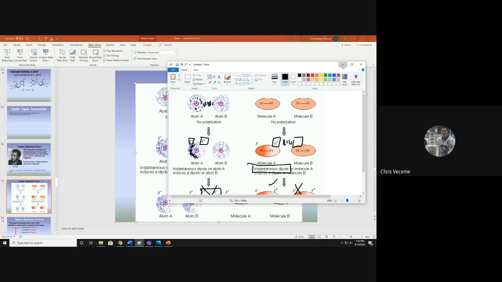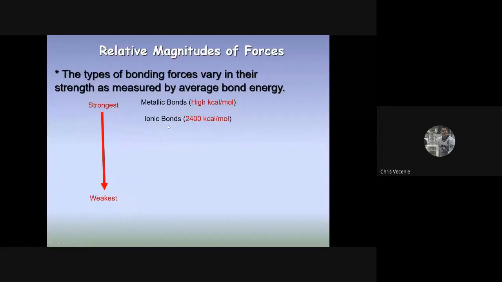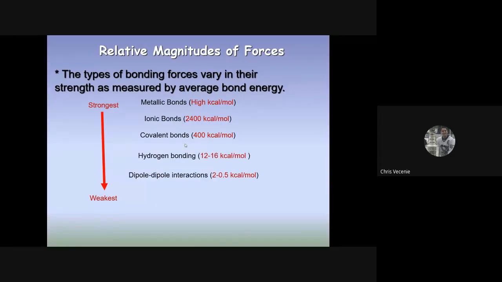So if I gave you the big spectrum of everything in terms of strength, you're going to see this here. Metallic is the strongest IF. Ionic is next, because remember, their bonds and their IFs are the same name. Then as we get into covalent, hydrogen bonding, followed by dipole-dipole, followed by London dispersion. So metallic bond is the strongest IF. Ionic bond is the next strongest. And then once you get into covalent bonds, hydrogen bonding, dipole-dipole, London dispersion.